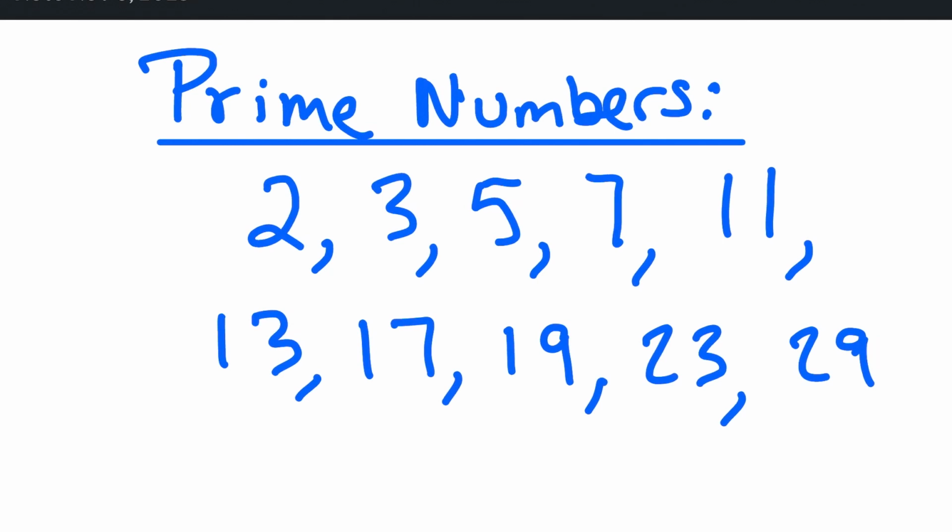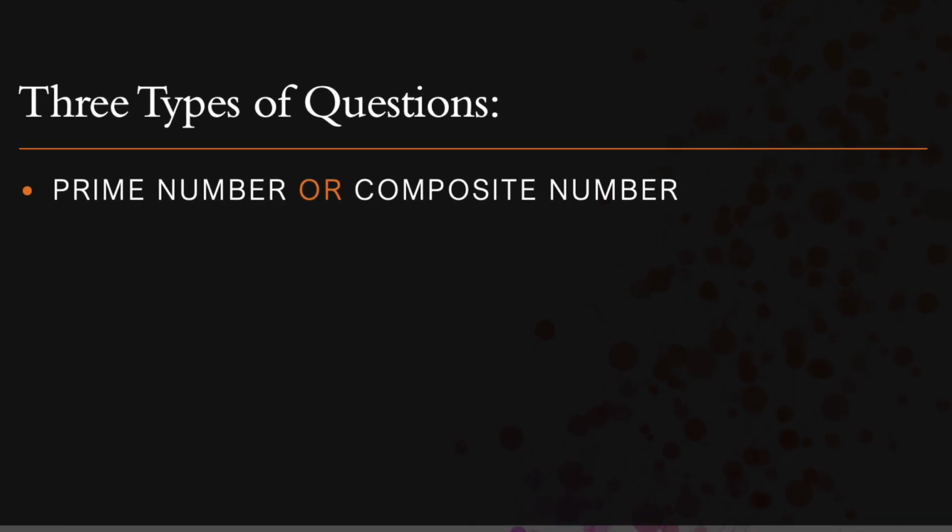For most of the stuff that we're going to do in this video, and probably you in your 8th grade class, that's as high as you're going to have to go. All right. Hey, in a section that deals with factors and prime factorization, you're going to be asked 3 major types of questions. The first is to determine whether a number is a prime number or a composite number.